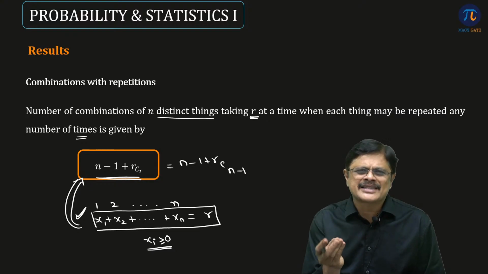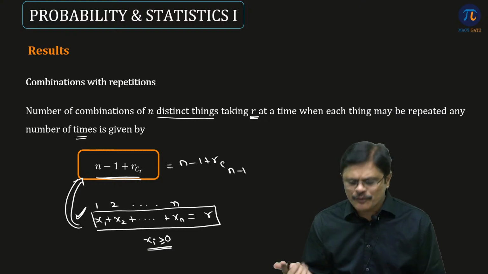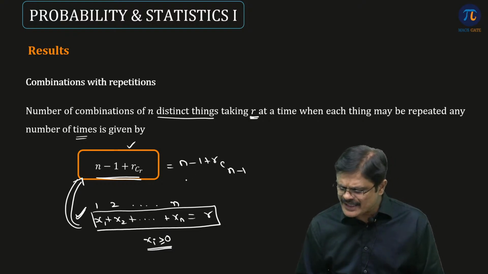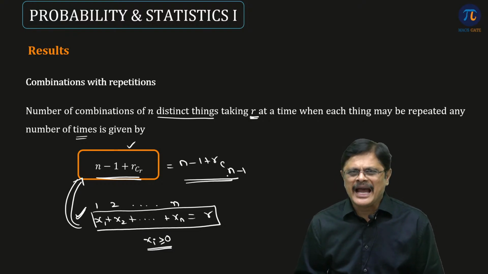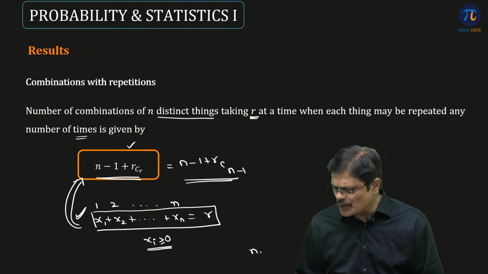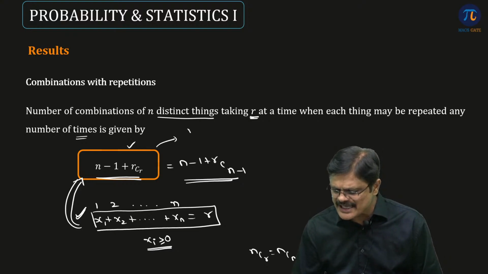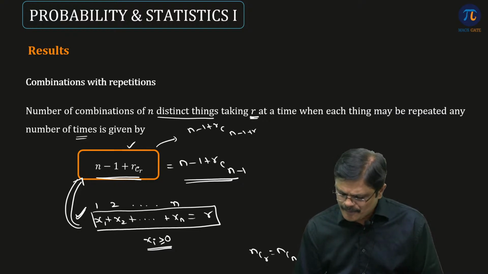but it will create some kind of confusion. Generally what we tell is, when r is smaller you use this formula, when n-1 is small you use the other formula. Actually the idea is very simple, because you all know nCr is equal to nC(n-r). So (n-1+r)Cr is actually the same as (n-1+r)C(n-1), that is, this fellow minus r.